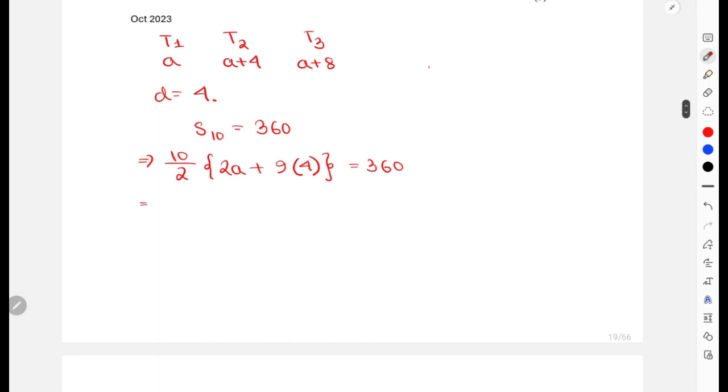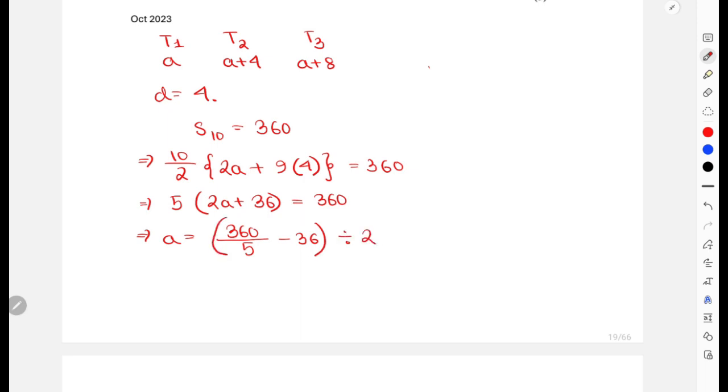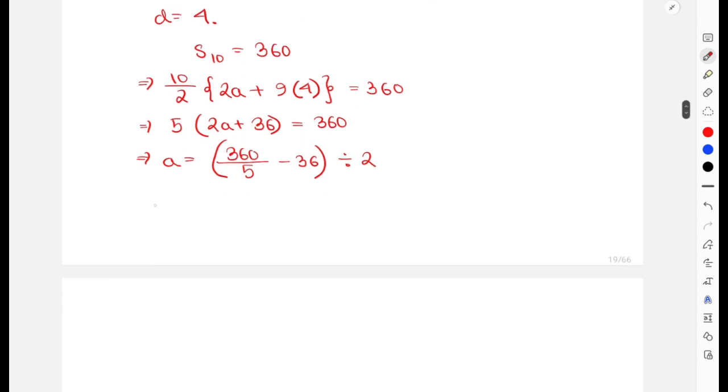Okay, now for this part, this is going to be 5, 2a plus 36, 360. From this part, I can clearly understand I just have to make a the subject of this formula. So this is going to be 360 over 5 minus 36, and this entire thing has to be divided by a further 2. So which will be 360 by 5 minus 36 divided by 2, and the value for a turns out to be 18 over here.